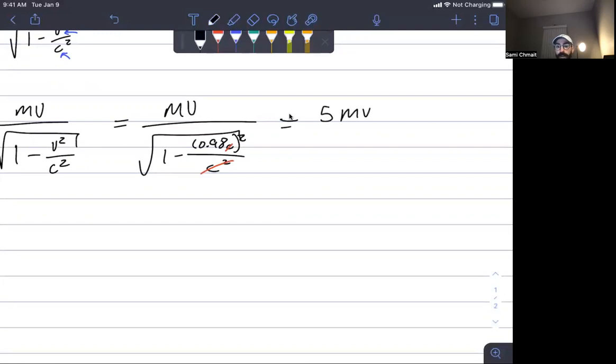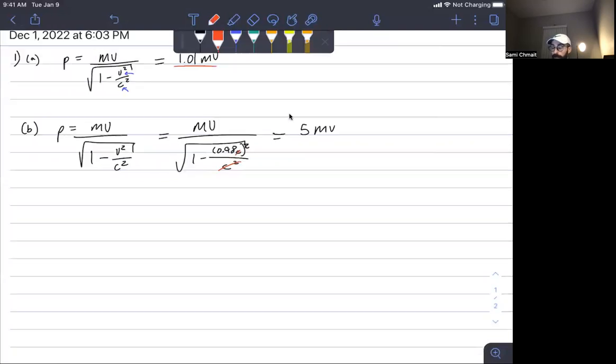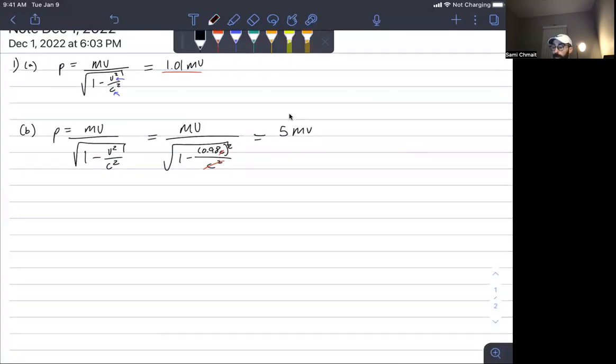Leaving it in this context tells us that an electron that's going at 98% the speed of light has a momentum 5 times that of its classical value. So if you didn't solve this using the relativistic equation, you would have been off by a factor of 5. That's just to remind you that when we're at 0.1 C, you should solve using relativistic. Okay. Let's pause here and take questions.